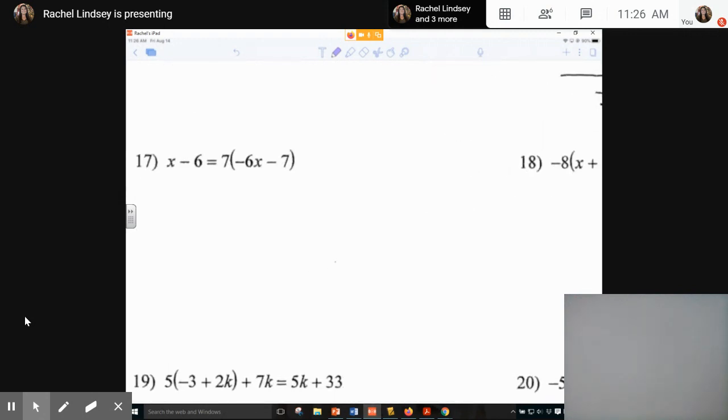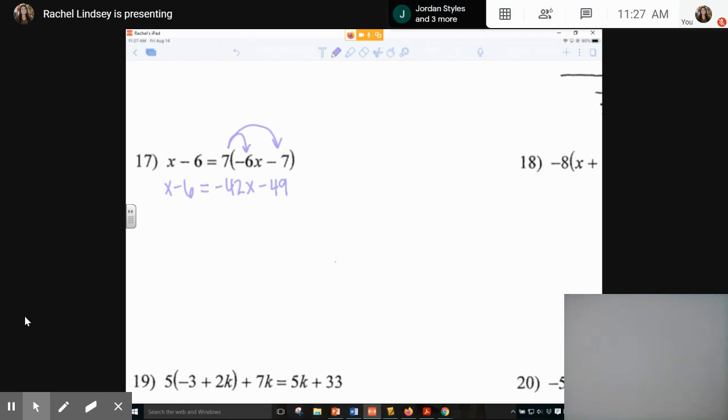So first, we've got to distribute. I'm going to distribute that 7. Bring down the x minus 6. What's 7 times negative 6x? Negative 42x. And then 7 times negative 7, negative 49. So now we've distributed and everything's combined.